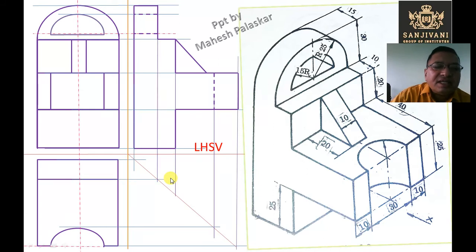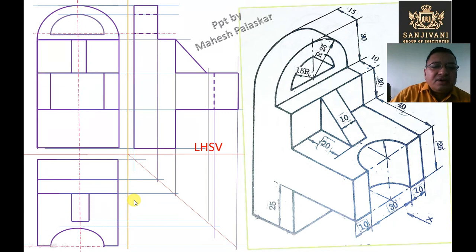We are drawing the projections. So from here the projector is drawn. This distance we know is 15 mm. So the projector is drawn from here, and this horizontal line we get here. This distance is 15 mm because this distance is 15 mm. Then we are continuing with the projectors. From here also we draw the projector and we draw a horizontal line here. So again this distance is 10 mm. This is 15 and this is 10.